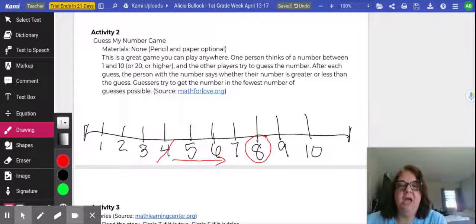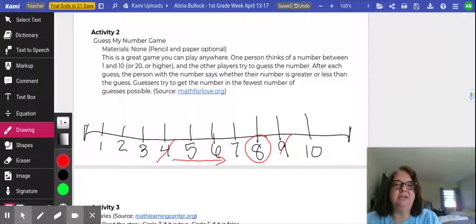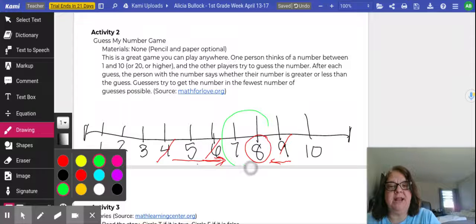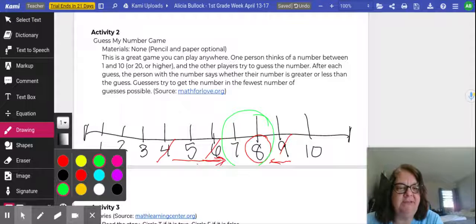Okay, so my next guess, I'm going to guess 9. And your person says, nope, sorry, 9 is not the number, but my number is less than 9. So now we're moving this direction, less. So now I'm going to guess 6. 6 is not it either, but I'm going to say my number is greater. Well, now all I know, by looking at this number line, is that I only have 2 numbers left, 7 and 8.